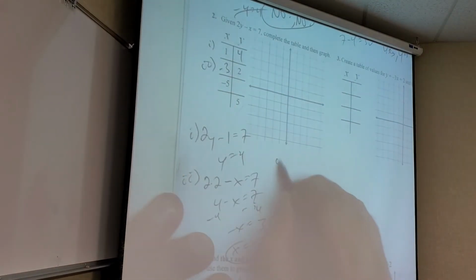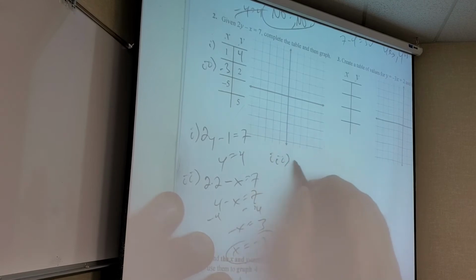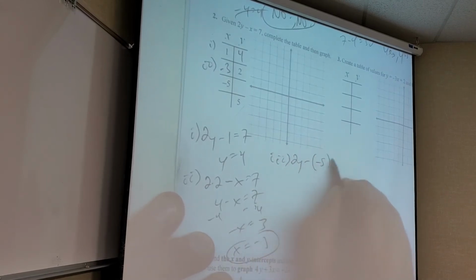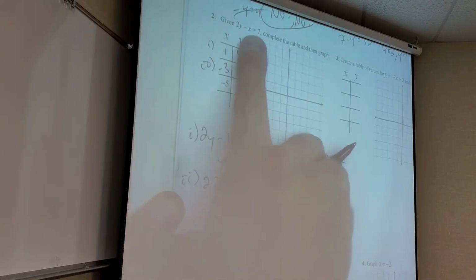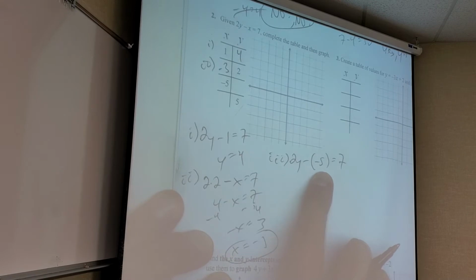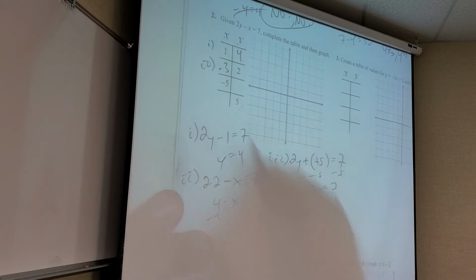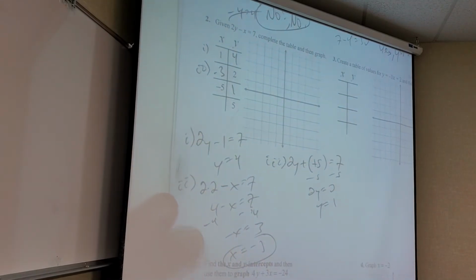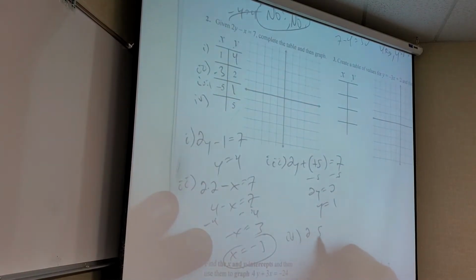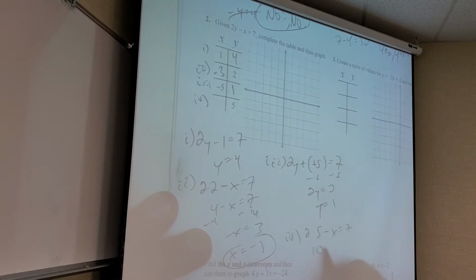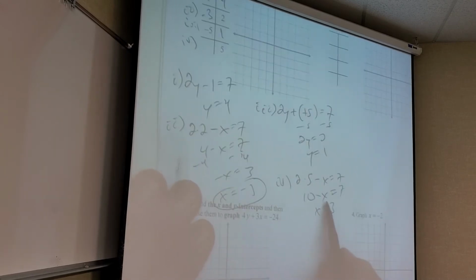And then the third problem says to make x negative 5. 2y minus negative 5. That's the part that's really easy to make a mistake. There's a minus in the equation, and the value of x is negative. So that makes plus, so I subtract 5, divide by 2. And then finally, the last one says to make y 5. 2 times 5 minus x is 7. 10 minus x is 7. Can you guys all see that x must be 3, right?